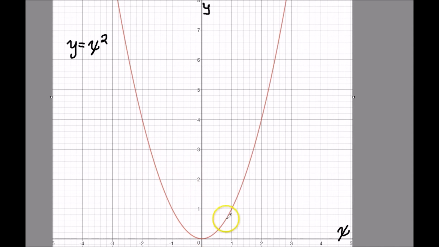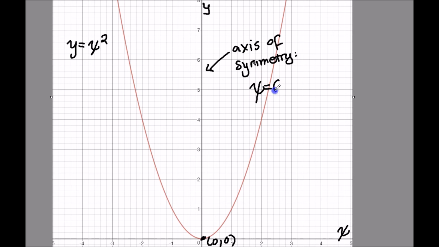So this specific parabola has an x-intercept. It's actually right down here, touching 0, 0. And in this one, the y-intercept is also at 0, 0. And it has a line of symmetry that goes right through the y-axis. And we can write the axis of symmetry, I'm going to write here, axis of symmetry as, and it looks kind of funny, but we write it as x equals 0.